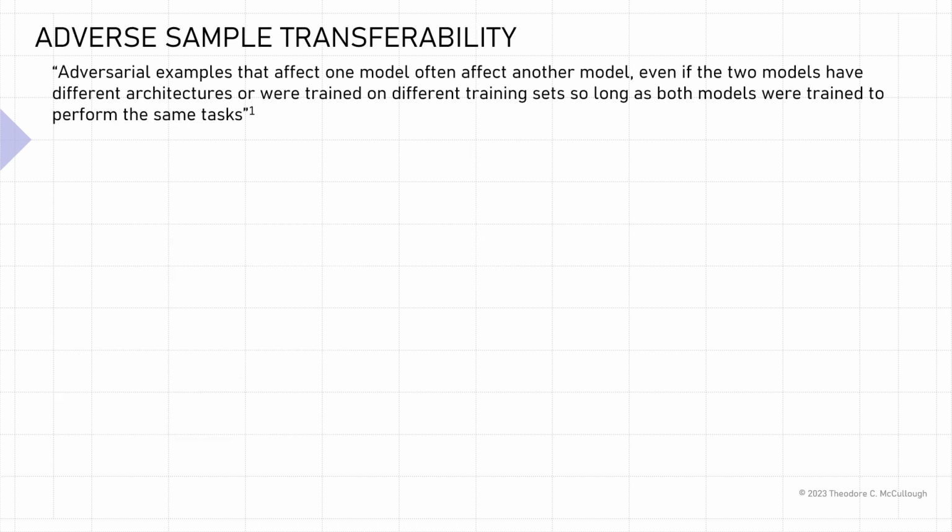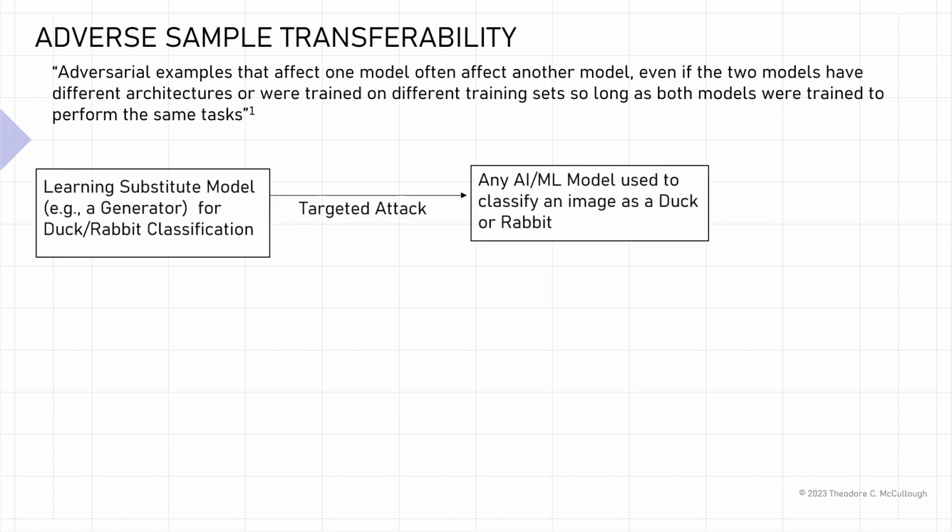So what is adversarial sample transferability? Adversarial sample transferability is a concept that adversarial examples that affect one model often affect other models, even if the two models have different architectures or are trained using different training sets, so long as both models are trained to perform the same tasks. Let's take an example.